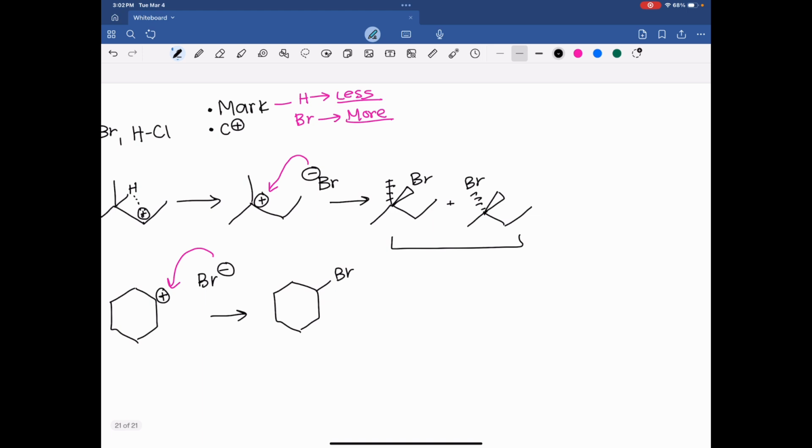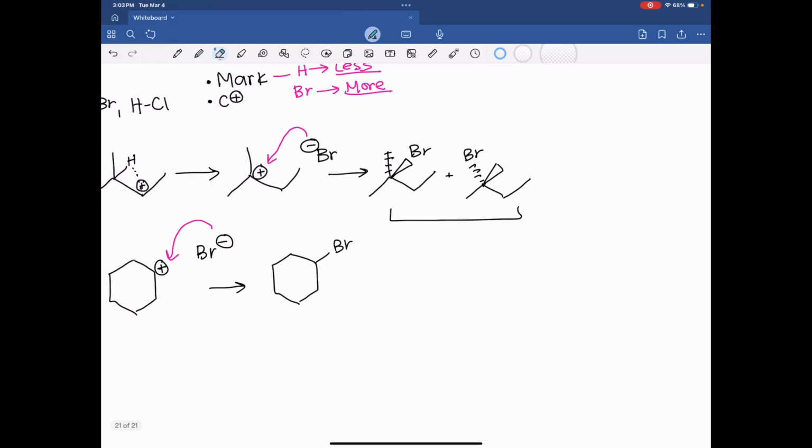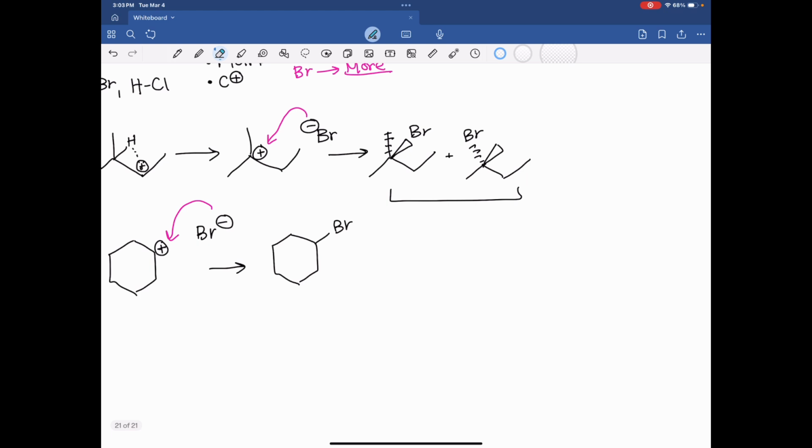If I wanted to, I could draw the stereochemistry like I did in this first problem with the wedges and dashes, or depending on the question type, I could just draw it as a line like I did here.